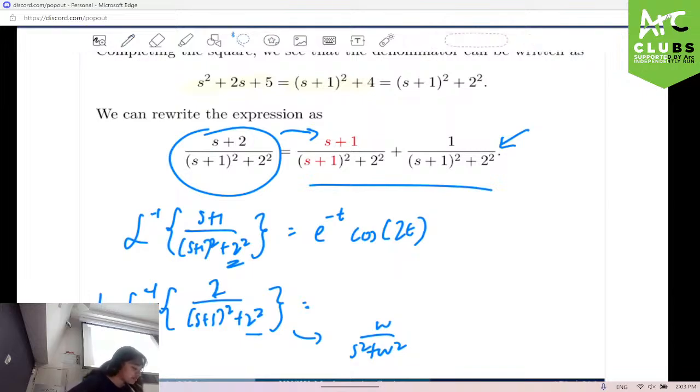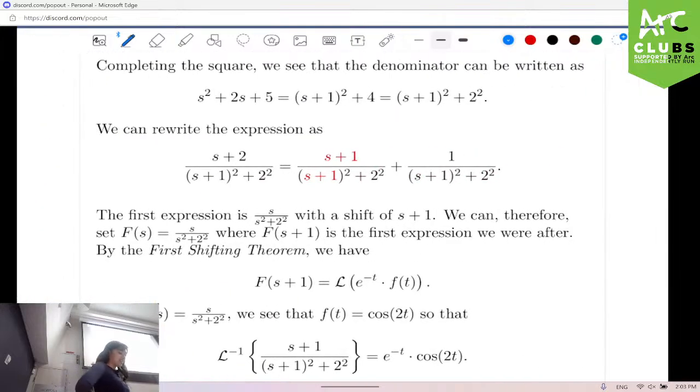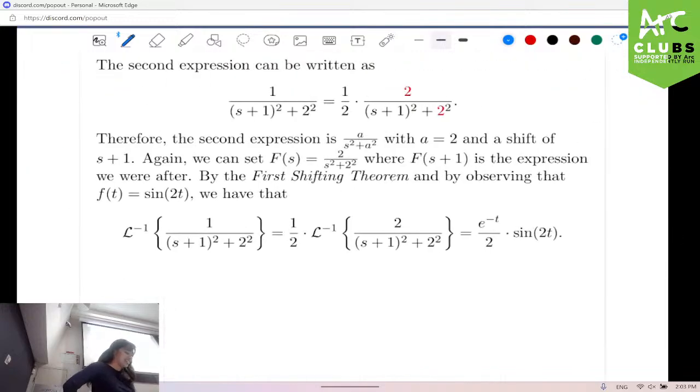Anyway, just gonna cast this aside. So that way, what we would get is half e^(-t) sine 2t. Okay? And then if I move to the next slide, it'll show you that it's exactly correct.